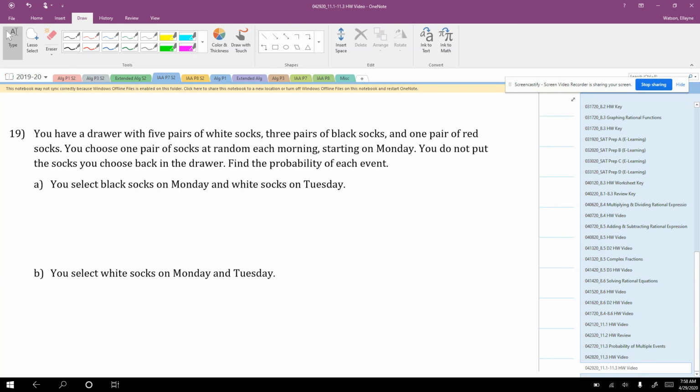I'm just going to look at A on this because I think they're pretty similar. It says that you have a drawer with 5 pairs of white socks, 3 pairs of black socks, 1 pair of red socks. You choose 1 pair of socks at random each morning, starting on Monday. You do not put the socks you choose back in the drawer. Find the probability. So first thing is always how many total socks, or total pairs, whatever. We have 5 plus 3 plus 1, so it's 9.